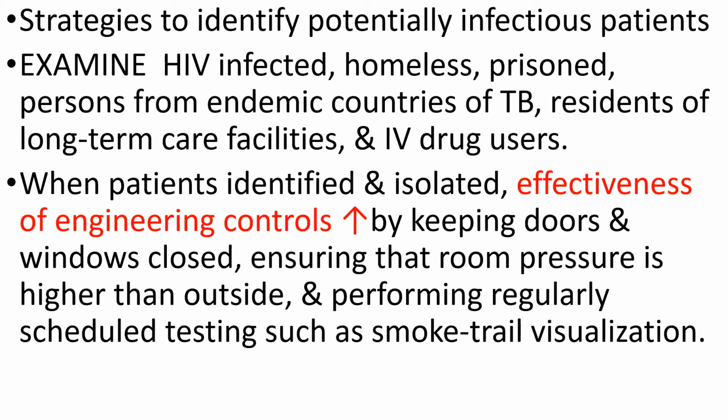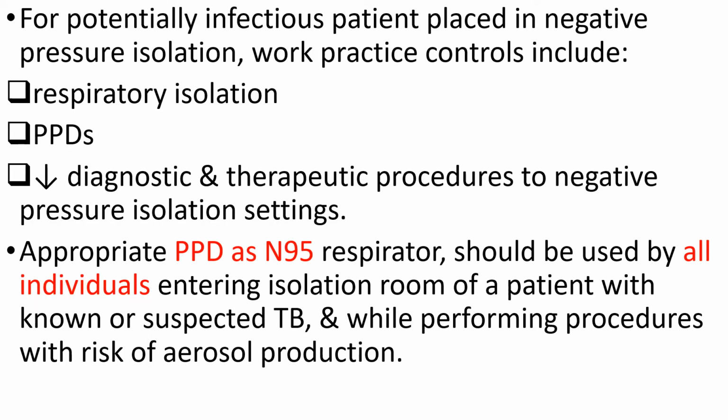Strategies to identify potentially infectious patients: examine HIV-infected persons, homeless persons, persons from countries endemic for TB, residents of long-term care facilities, and IV drug users. When patients are identified and isolated, the effectiveness of engineering controls must be ensured. Potentially infectious patients are placed in negative pressure isolation. Work practice controls include respiratory isolation, PPDs, and limiting diagnostic and therapeutic procedures to negative pressure isolation settings. Again, PPD as N95 is very good.